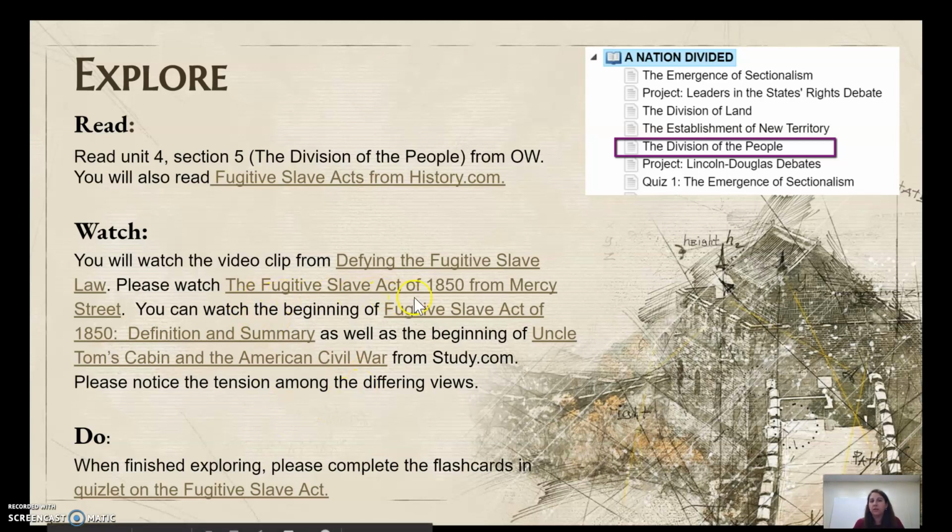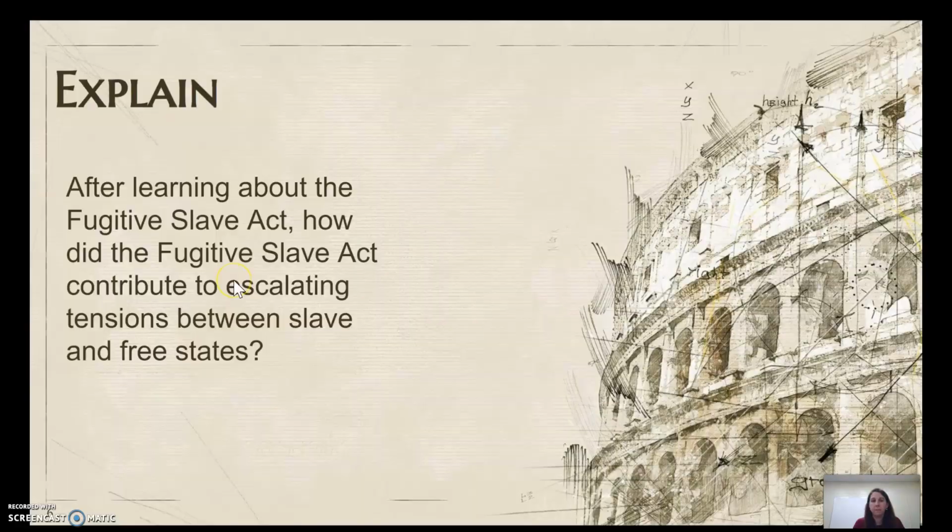One of my favorite videos is the Fugitive Slave Act of 1850 from Mercy Street. It's a video clip, and you're going to see that there were people who stuck up for African Americans and who were willing to go that extra mile to make sure that what they were doing was right. Make sure you do watch this one because it is a great video.